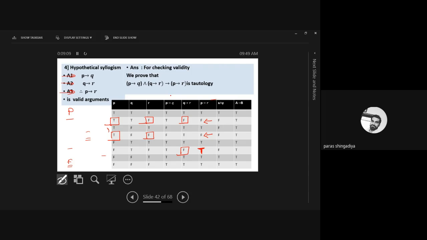So what is X? P conditionally Q. What is Y? Q conditionally R. Okay, you can also use A1 and A2 notation. It is arbitrary, any notation you can use. Clear? And then keep it in this column. Clear? जो भी notation आपने use किया है, वो यहाँ पे आप use कर सकते हैं, you can use it here.